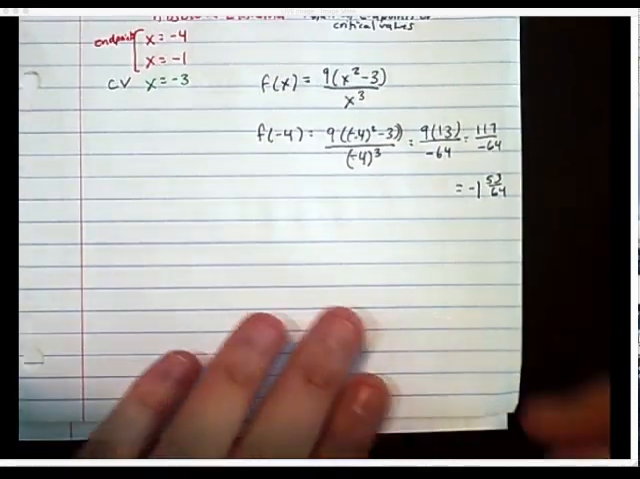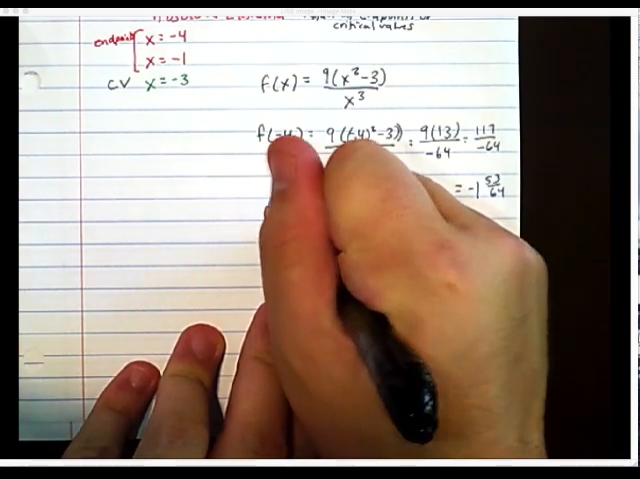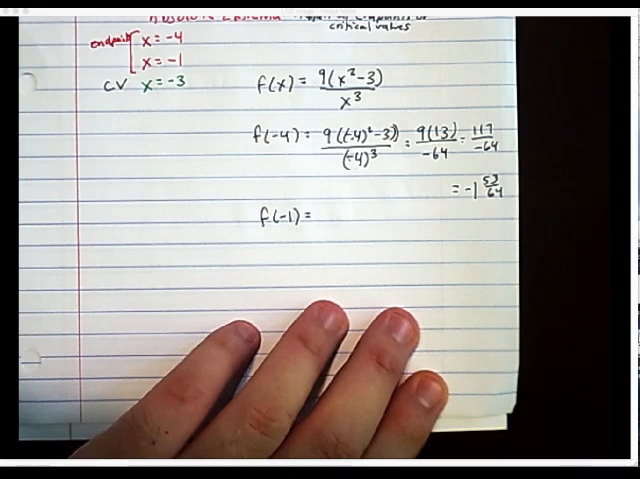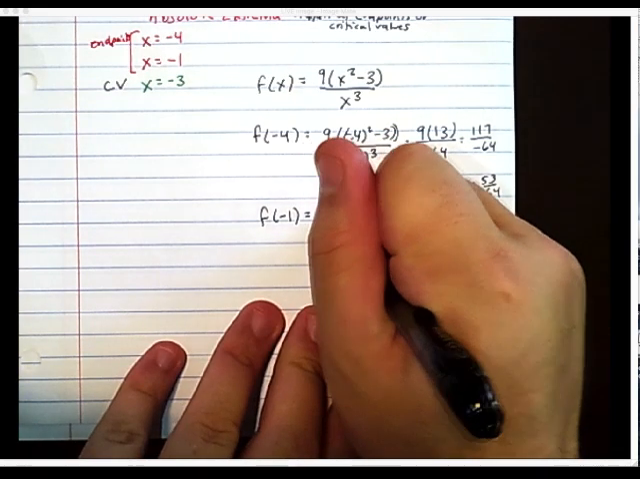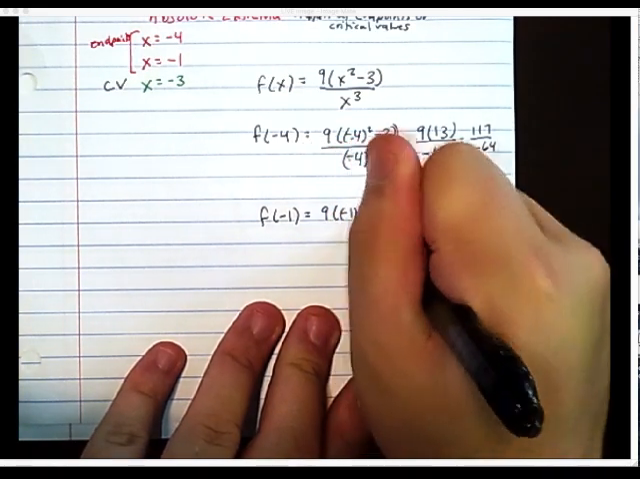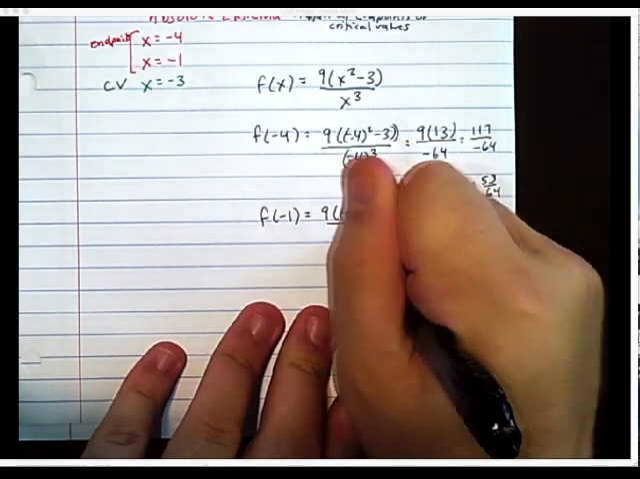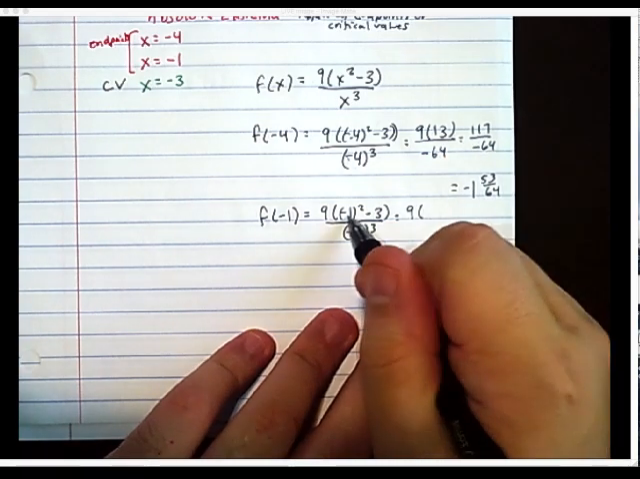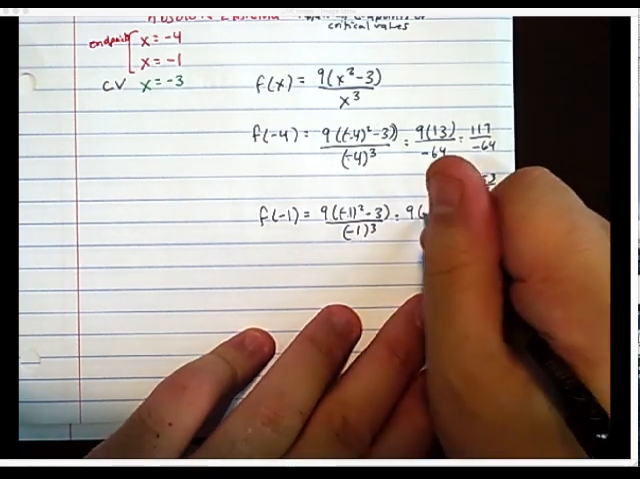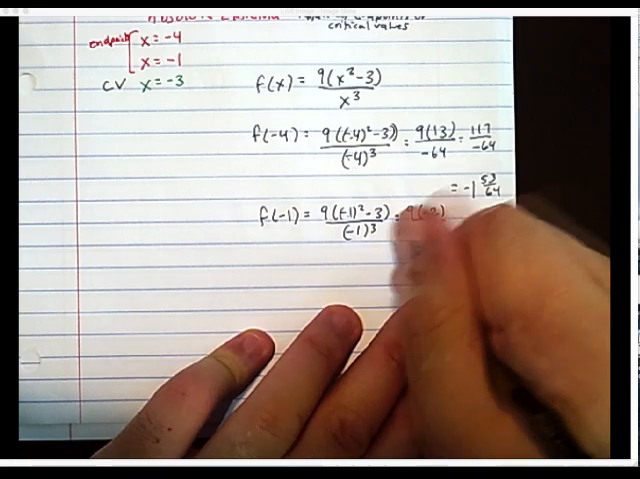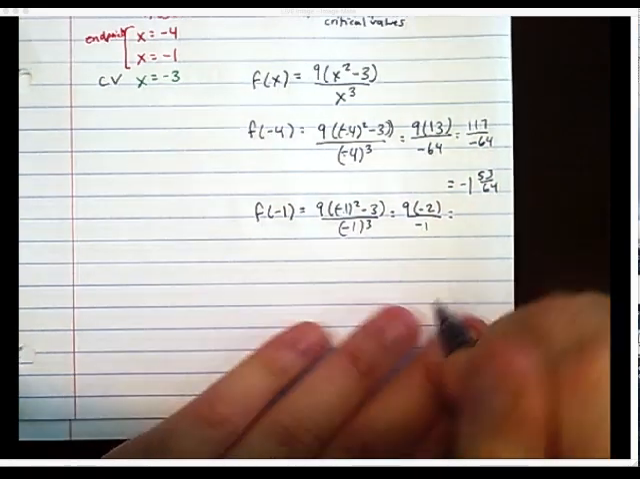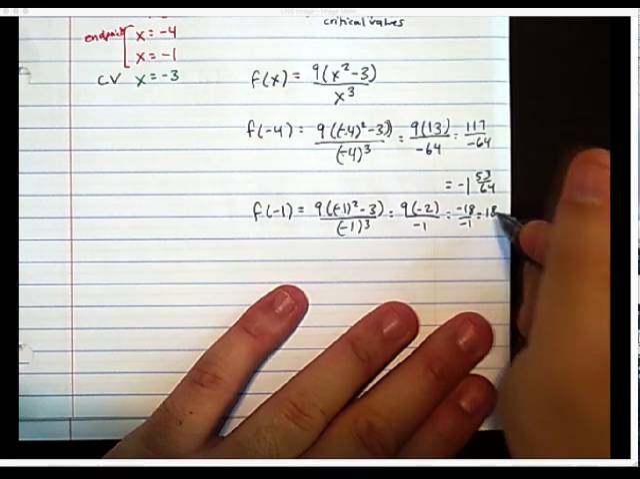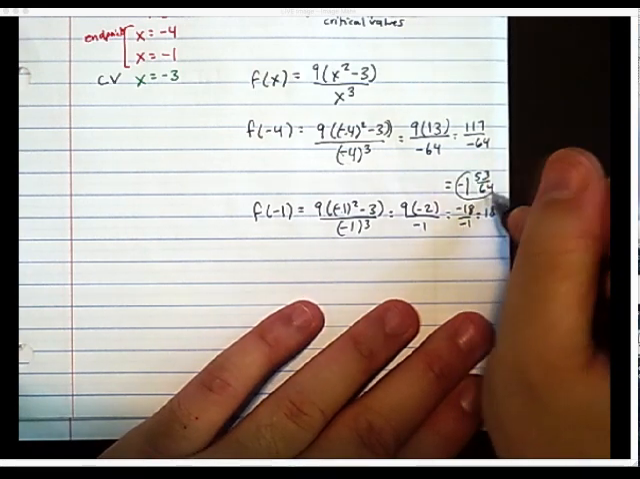All right. Now let's figure out what f of negative 1 is. So 9 times negative 1 squared minus 3 over negative 1 cubed. That's 9 times negative 1 squared, which is positive 1, minus 3 is negative 2. Negative 1 cubed is negative 1. So this would be negative 18 over negative 1, which equals 18. So these are the y values I'm getting out.